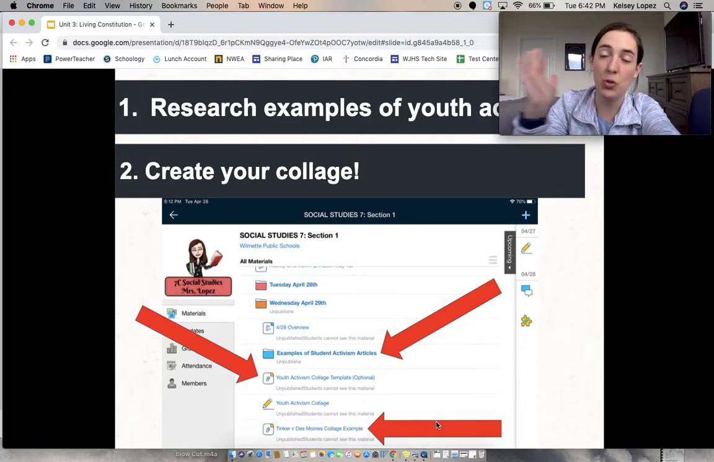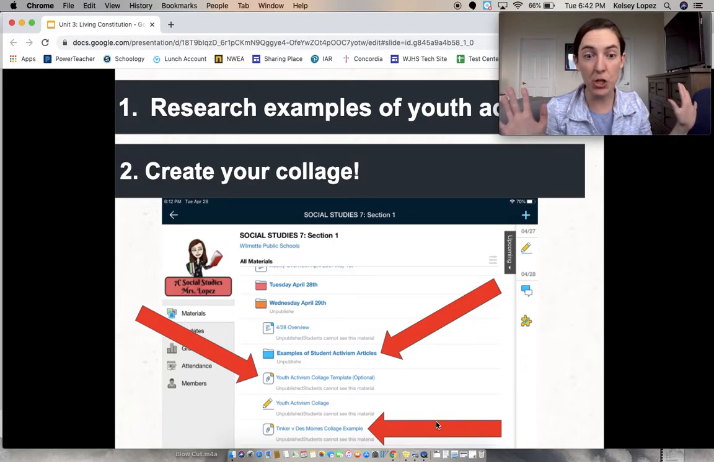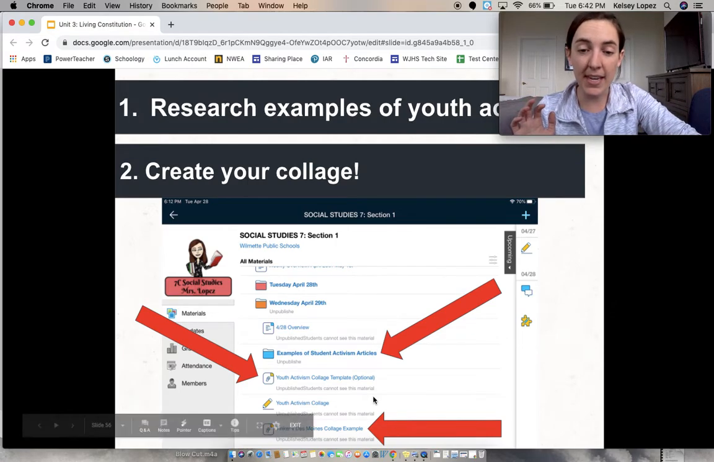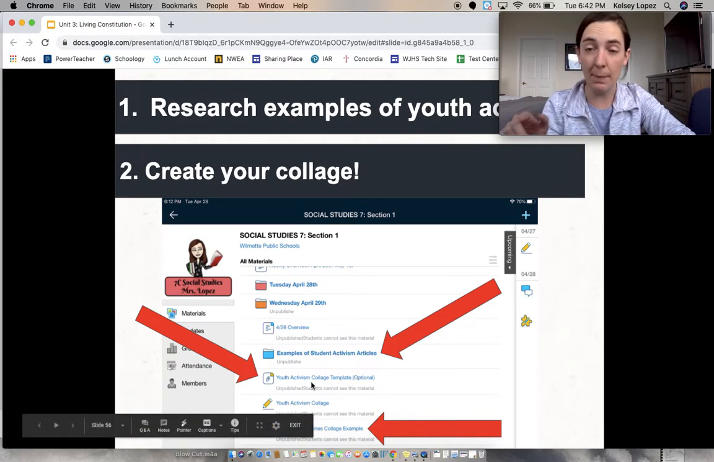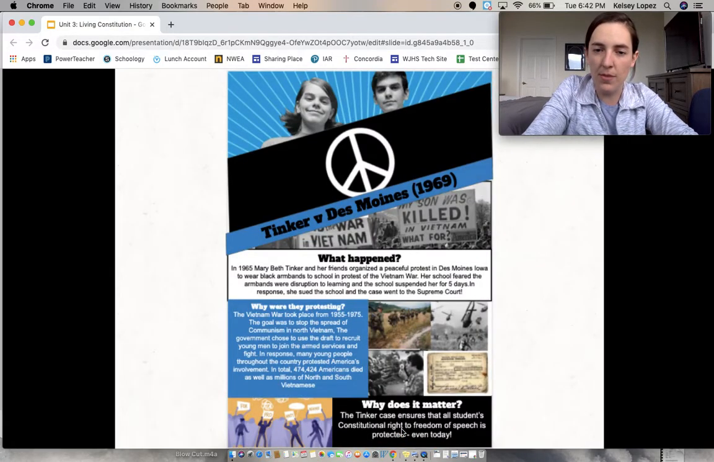Lots of options. You can also just go Google on your own examples of youth activism in history. It doesn't have to be the United States. It could be the whole world. It's up to you. The second and third resources that are here are the template, which you're going to make a copy of in Google Slides. If you want to use that, sure. If not, use whatever you'd like. And then finally down here, this is my example, the one I just showed you, if you really want to see how it was formatted and what I included.